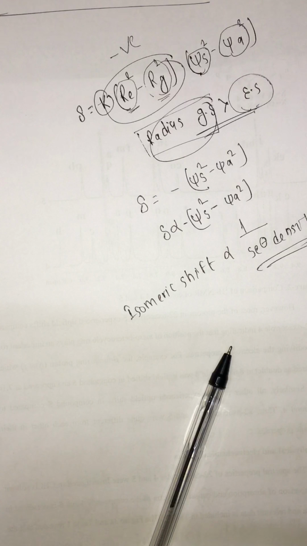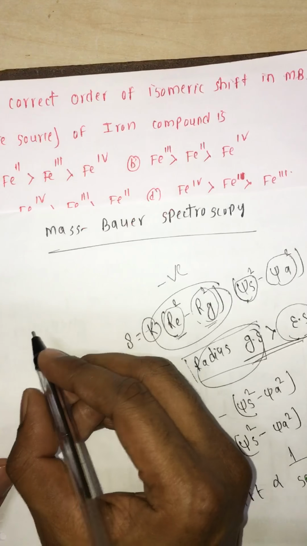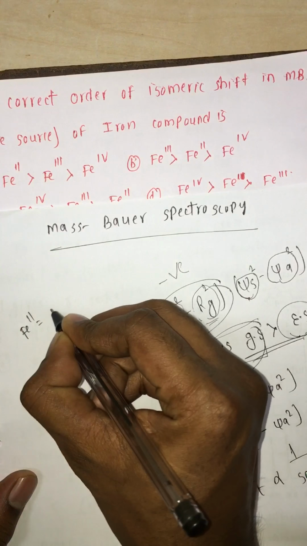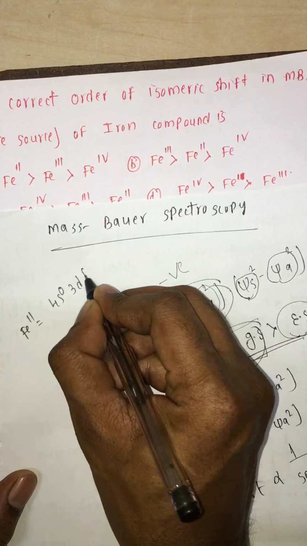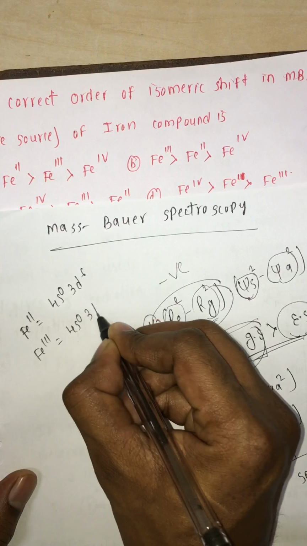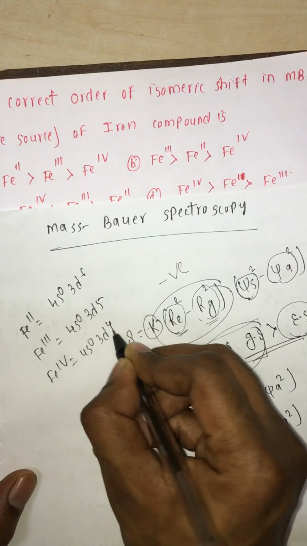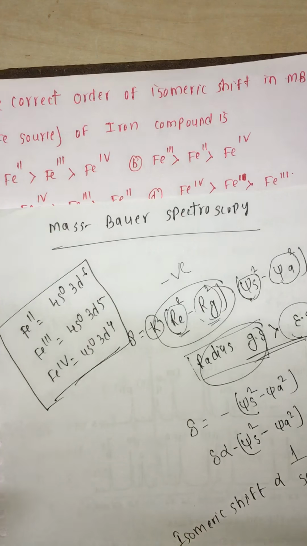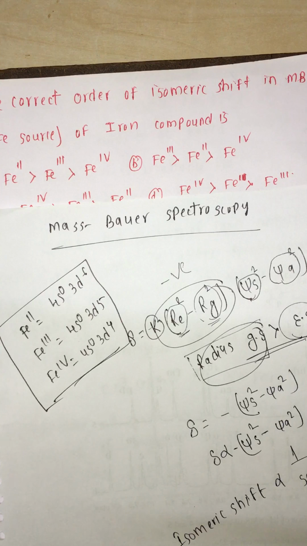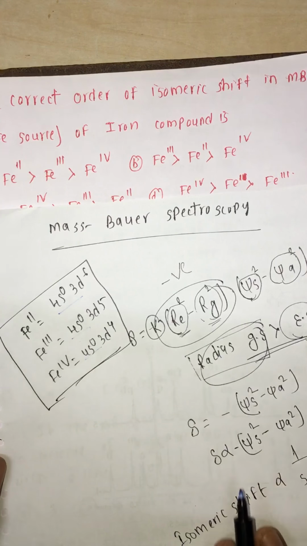Now we are going to see which nuclei they have given. Here they have given Fe2+. Fe2+ means 4s0 3d6. Next, Fe3+ means 4s0 3d5. Next, Fe4+ means 4s0 3d4. We cannot predict from this, because all s orbitals have 0 electrons. So we cannot predict the isomeric shift values from s electron density, because all are 0.